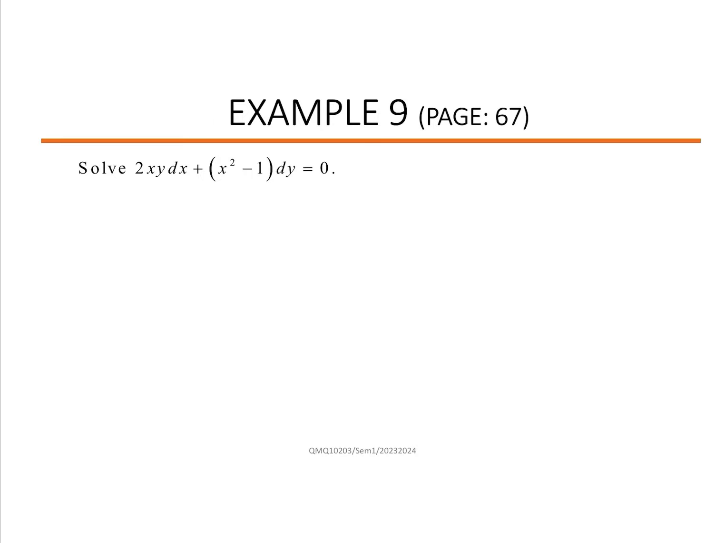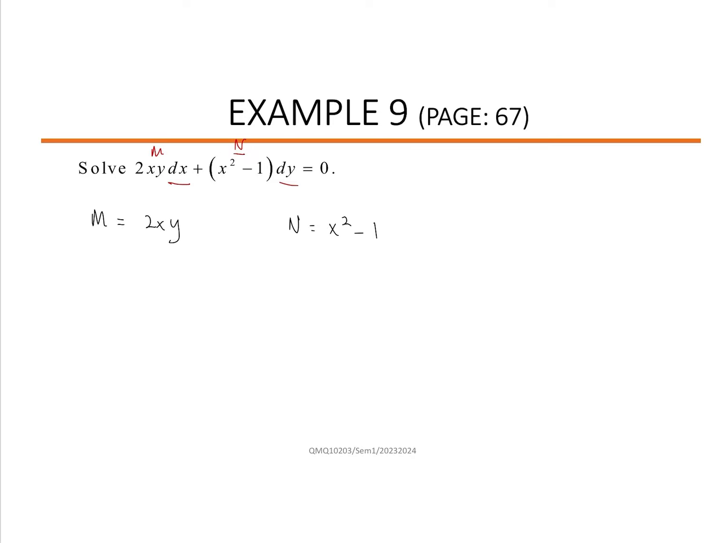Let's see this one: (2xy) dx plus (x squared minus 1) dy equal to 0. So this one is already in general form. Let's say this is function M, this is function N. Remember that function M goes with the derivative dx, and function N goes with the derivative dy. So let's rewrite: M is 2xy, and the function N is x squared minus 1.